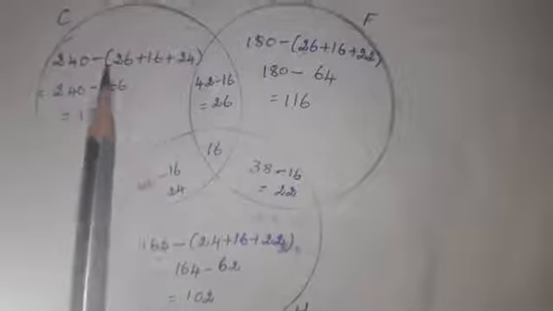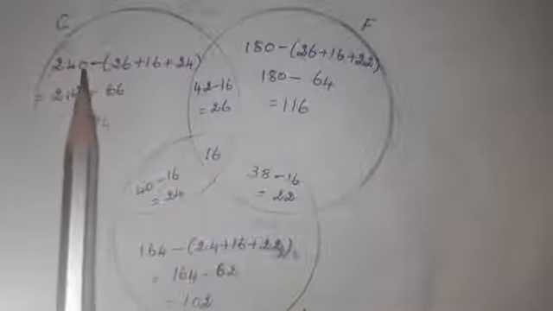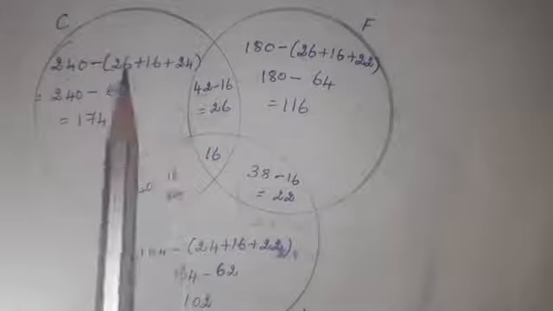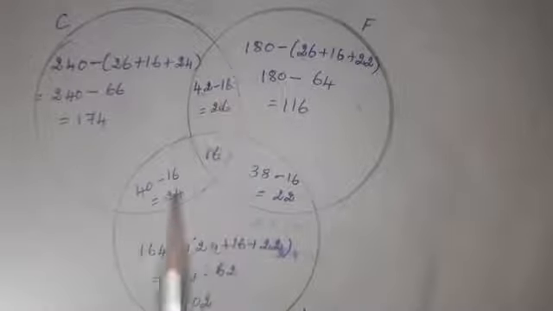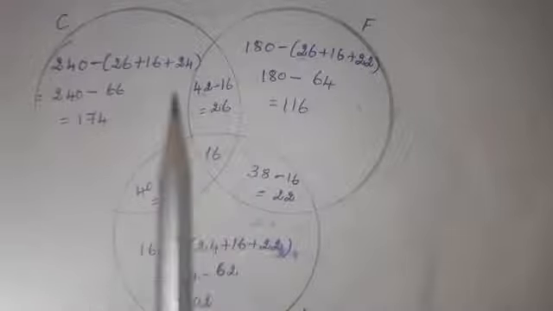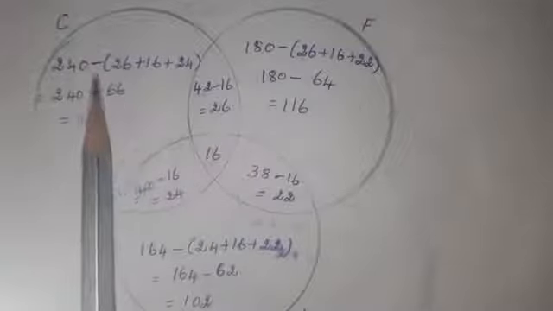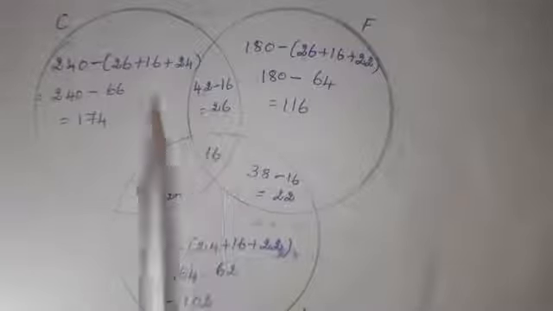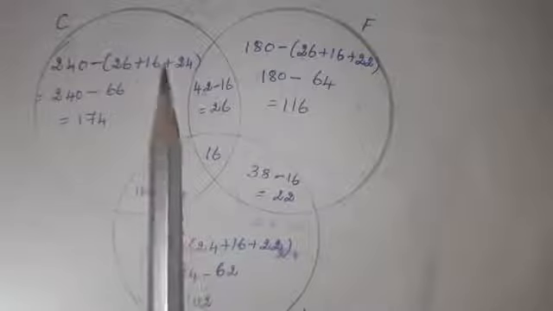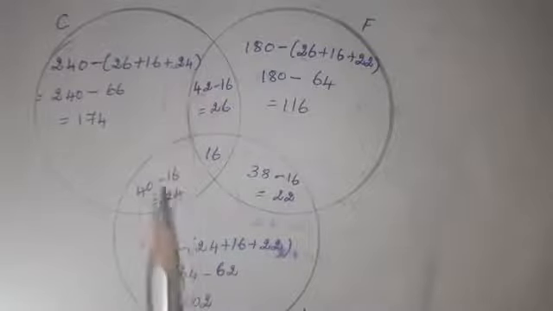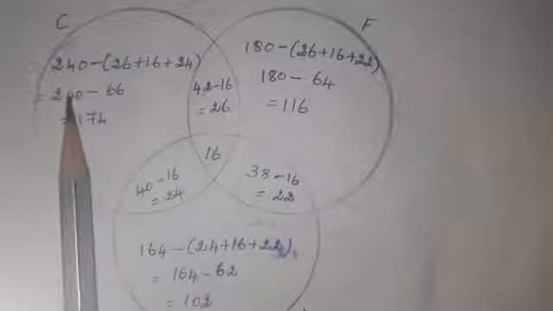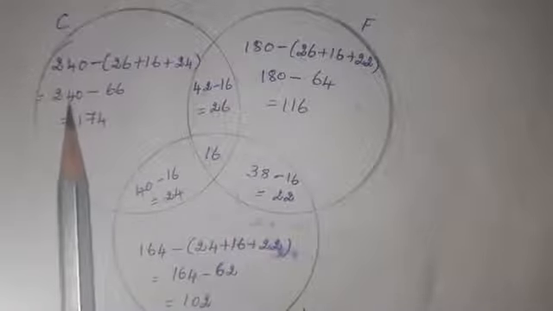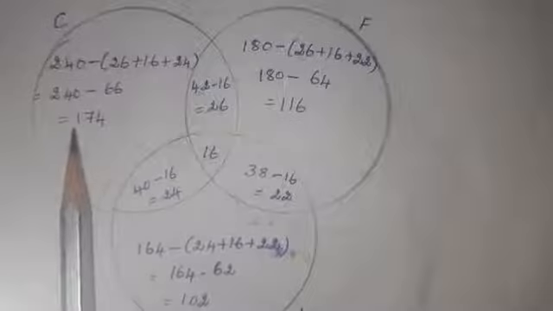Here listen, I am taking the full set minus 26 plus 16 plus 24. What is included in that first set, cricket, that I am subtracting. Once again listen, 26 plus 16 plus 24, you should add this. What is it? 66. Then you should subtract it from cricket, that is 240. 240 minus 66 is equal to 174.